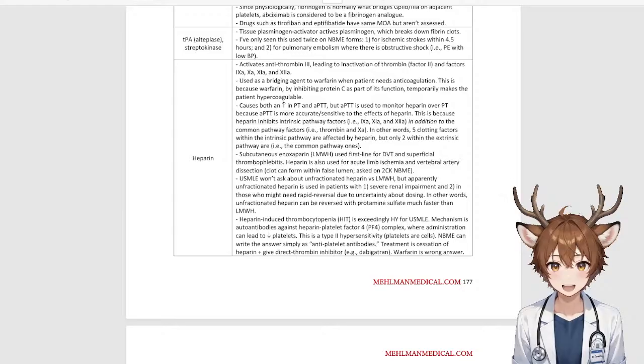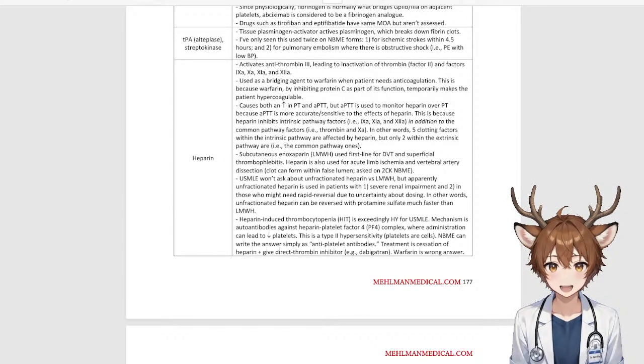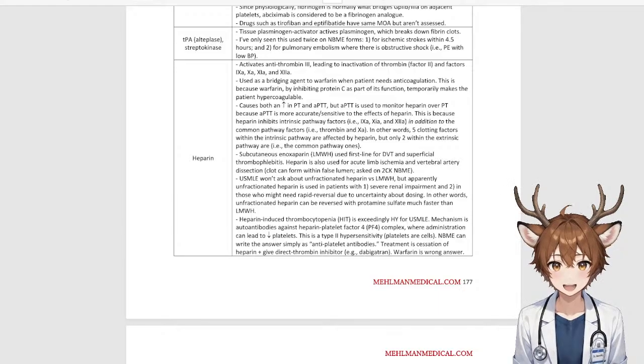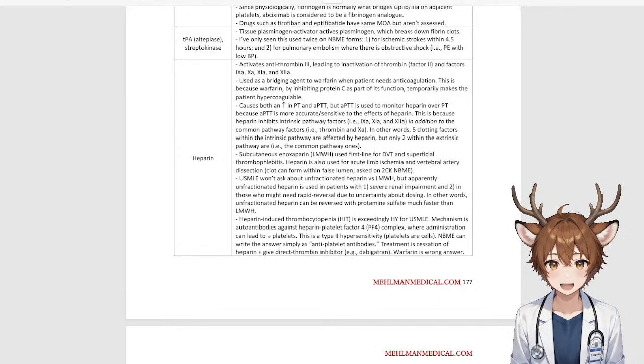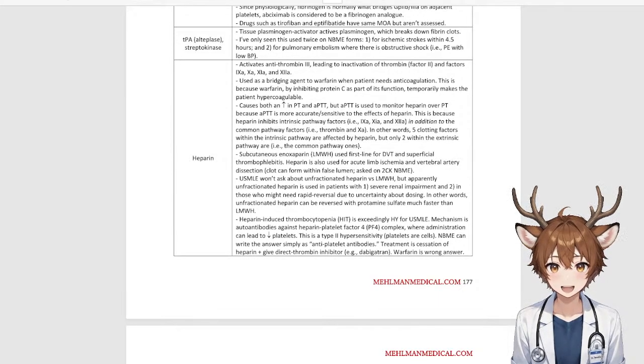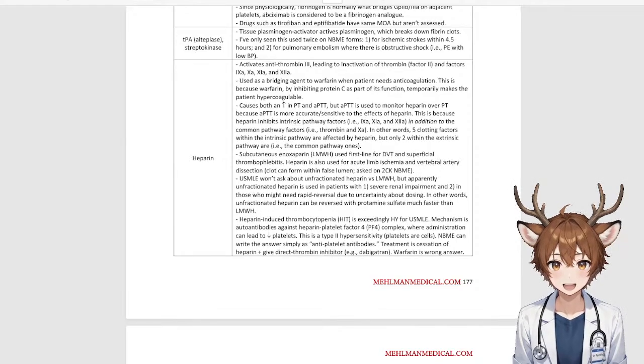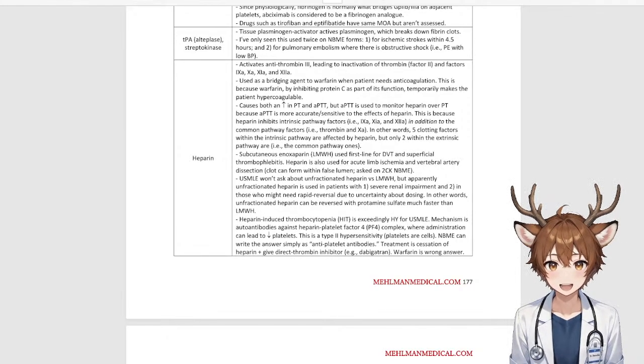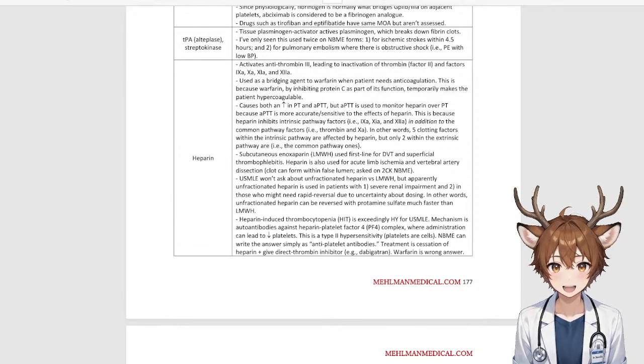TPA, alteplase, streptokinase. Tissue plasminogen activator activates plasminogen, which breaks down fibrin clots. I've only seen this used twice on NBME forms: one, for ischemic strokes within 4.5 hours, and two, for pulmonary embolism where there is obstructive shock, i.e. pulmonary embolism with lower blood pressure.